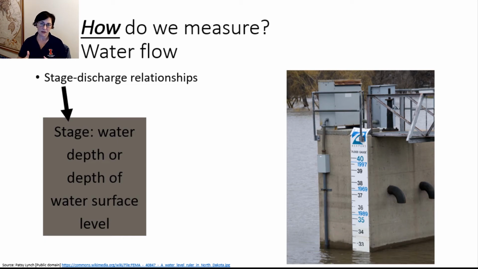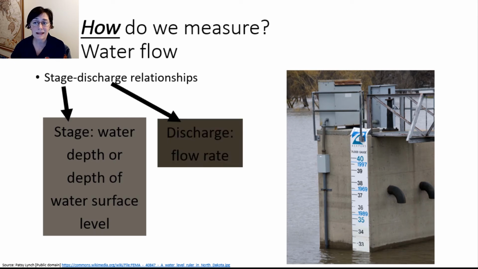Now you'll recognize the word stage because we often talk about flood stage for rivers. That just means water depth that's resulting in flooding. Flow rates in tile drainage or in streams or in rivers are actually very difficult to measure, especially if you want continuous flow rate measurements. However, stage or water depth is relatively much easier to measure, even continuously.